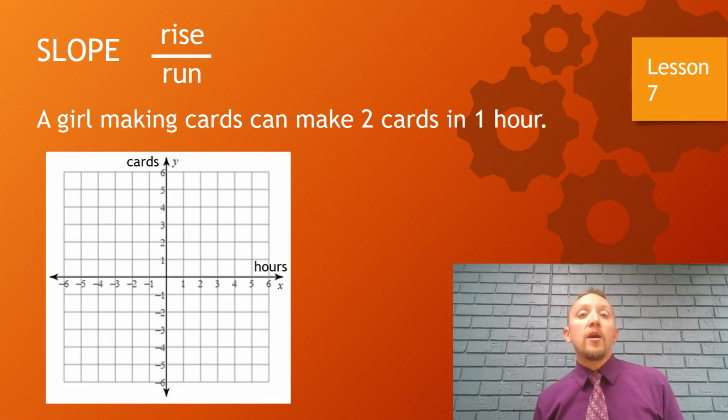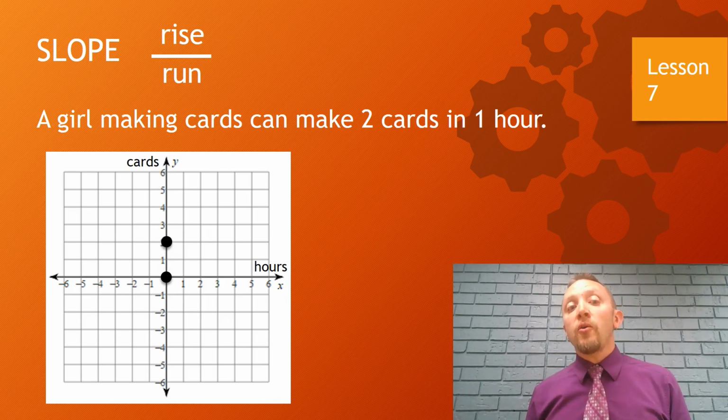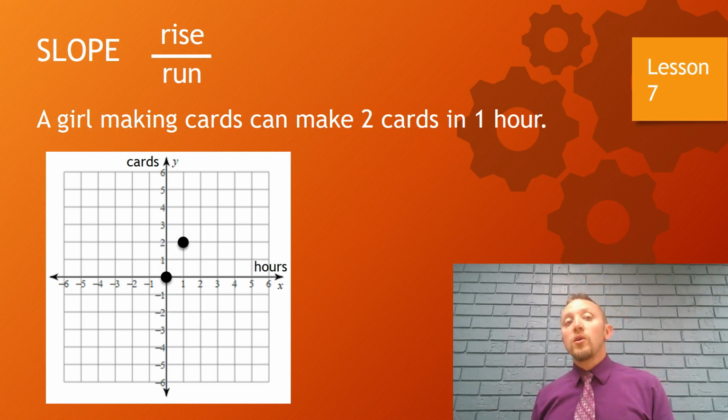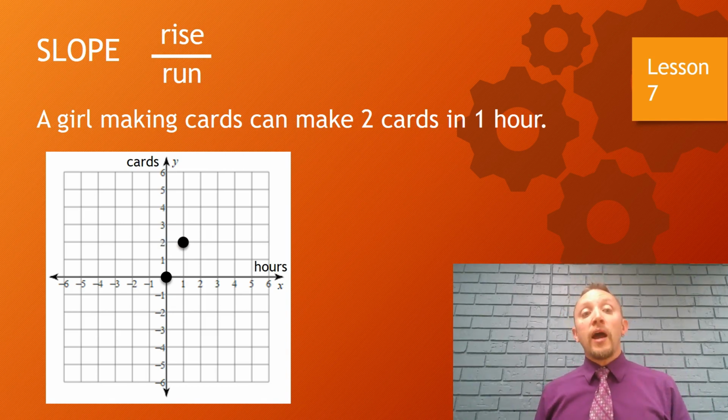What does that look like? Well, let's look at this story problem. It says a girl making cards can make 2 cards in 1 hour. So let's say, if you look at the graph, let's say the x-axis represents the number of hours she's working, and the y-axis represents the number of cards she's making. So if you think about that, if she makes 2 cards in 1 hour, let's see what happened on the graph. We would have a point now that after 1 hour she'd have 2 cards done. Now she can continue working.